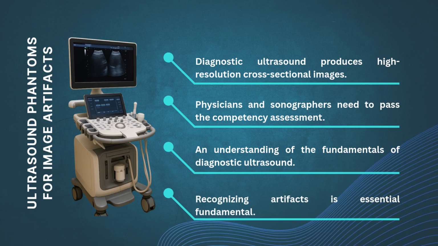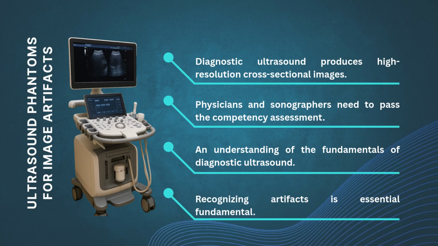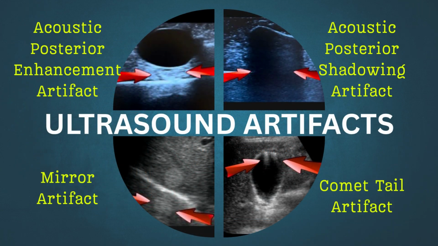Recognizing artifacts is essential since they can serve as tissue composition markers. There are various types of ultrasound artifacts. These are four types of ultrasound artifacts that can be found commonly in ultrasound images.